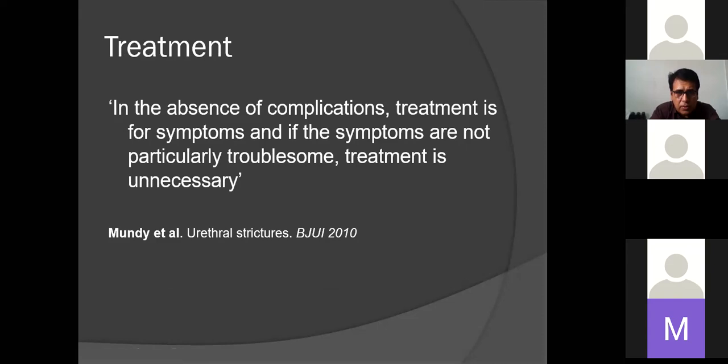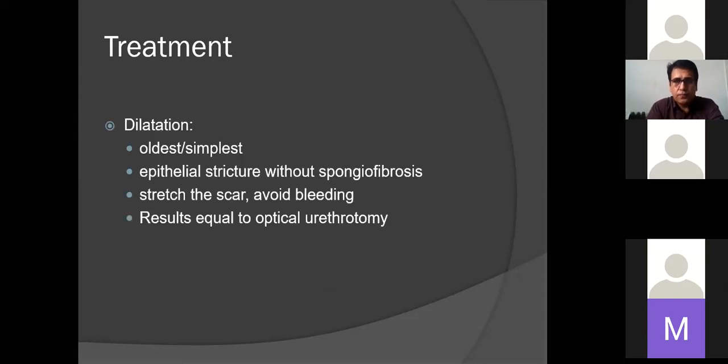So treatment: in the absence of complications, treatment is for symptoms. And if the symptoms are not particularly troublesome, treatment is unnecessary. As I told you, with a stricture which is completely open, grade 1, where the patient does not have any symptoms, you can leave it. You don't need to treat every stricture. But with grade 2 or above, you need to treat those patients. Okay. What are the treatments?